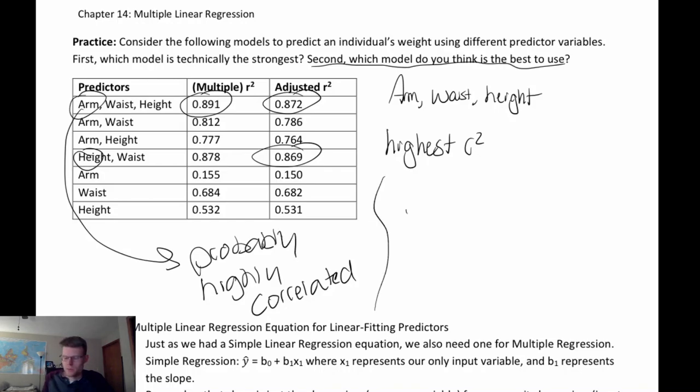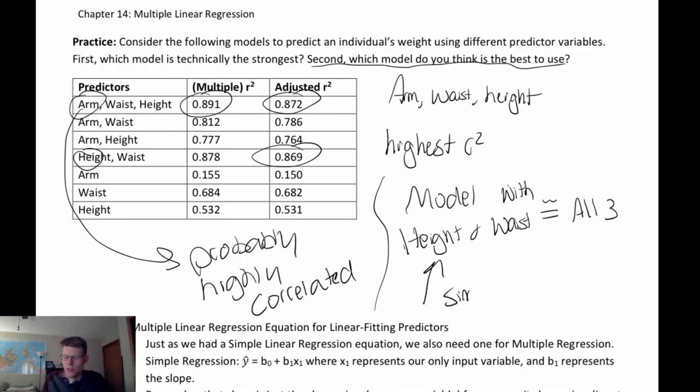So I'm going to say the model with height and waist is approximately equal to the model with all three. And we generally like the simpler model. Again, it kind of depends on context. I mentioned on the other page, it's not always the case, because it kind of depends on if that other predictor is kind of hard to collect, then maybe we want the simpler model.